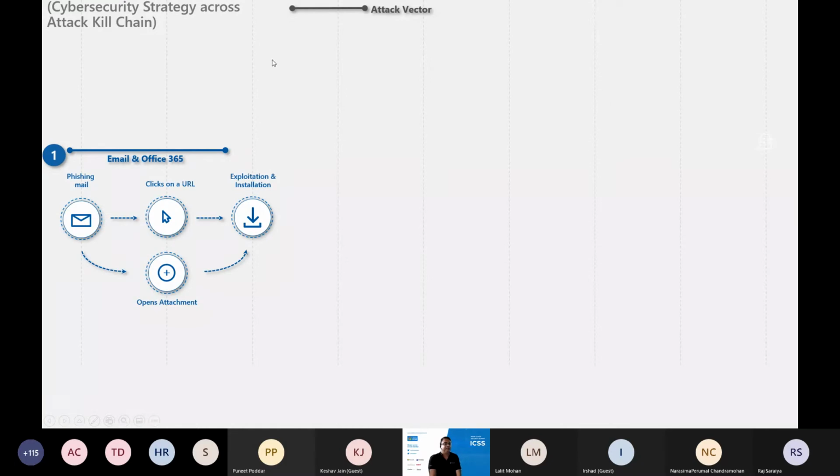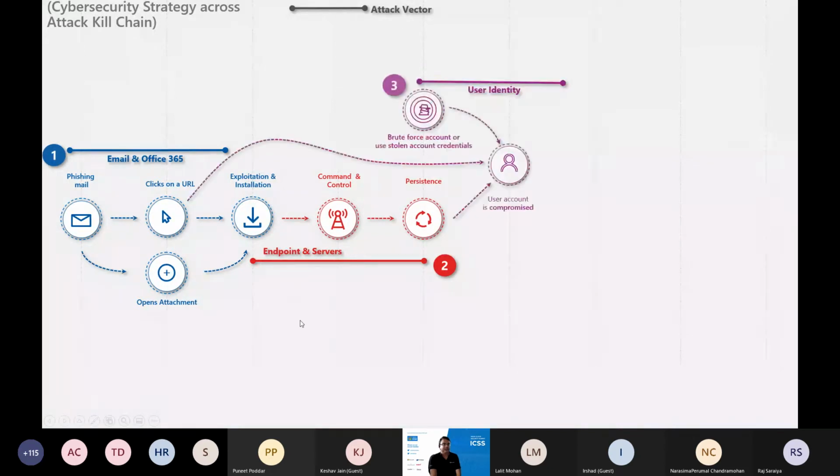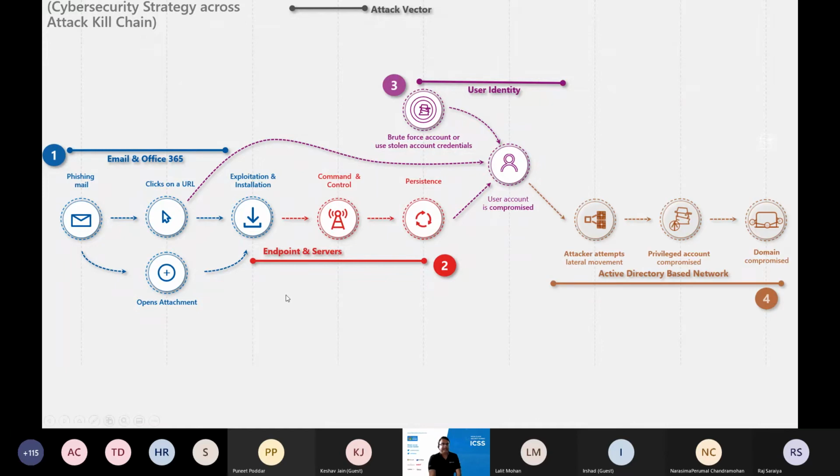right from the entry point, which is email and the collaboration space, or establishing the beachhead in the infrastructure through an endpoint and server, where the attack keeps progressing, or compromising the identity at this third stage, because an attacker would need an identity compromise to flourish further in the network, or emulate a generic user or a privileged user further in the enterprise. The attack can keep progressing on an on-premises network, leading to a domain compromise itself, which is Active Directory compromise, one of the very hot targets traditionally.